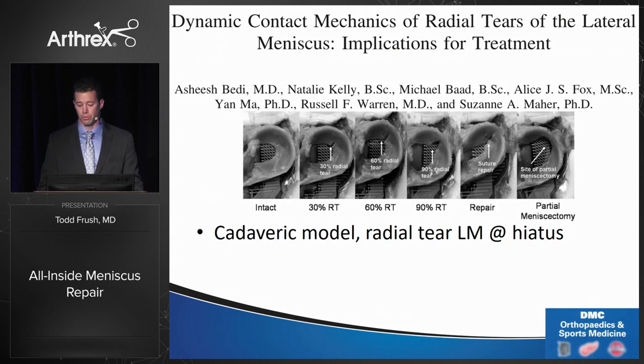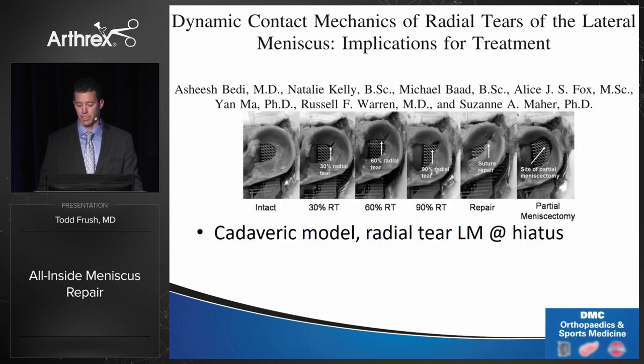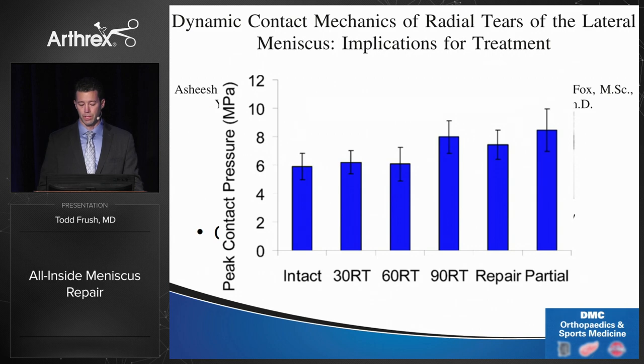Why do we want to repair radial tears? Ashish Beatty, in a study about 8 years ago, found that tears up to 60% of the meniscus didn't affect pressure or contact area much, but 90% certainly did, and it resulted in large increase in pressure and decreased contact area. Partial meniscectomy of these tears unfortunately resulted in further worsening. Repair did improve the pressures and contact area, but not quite to the intact state. And we see that graph here.